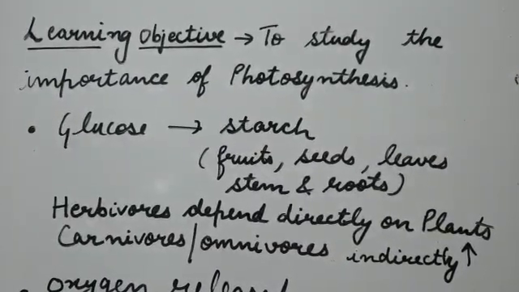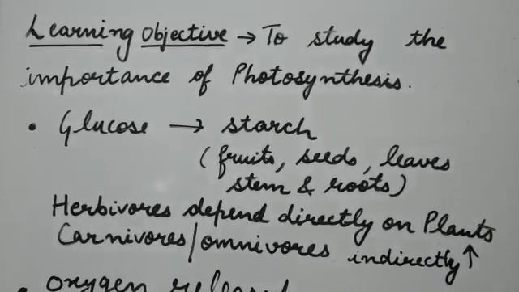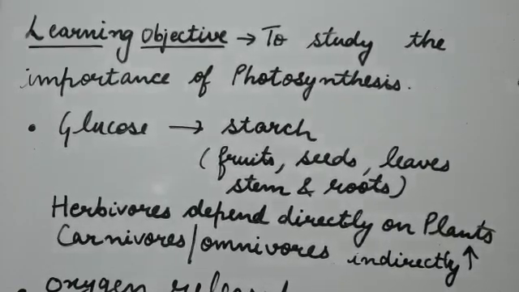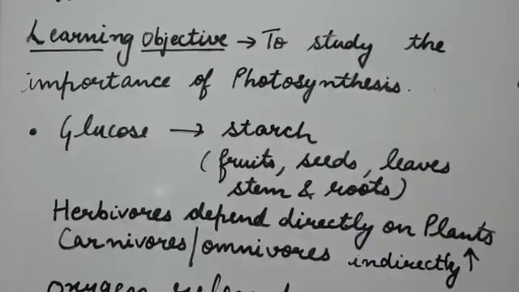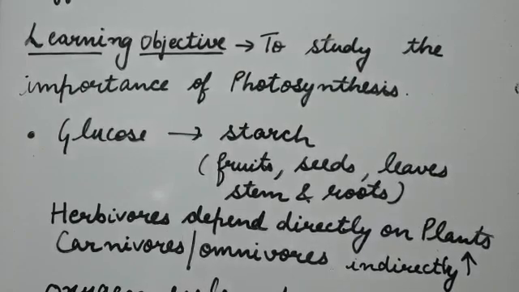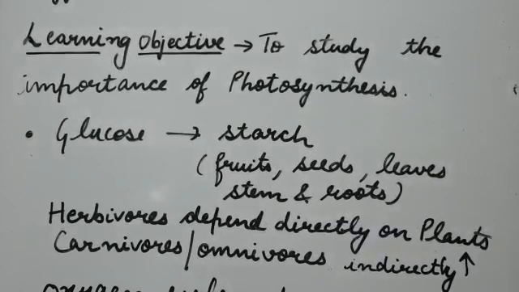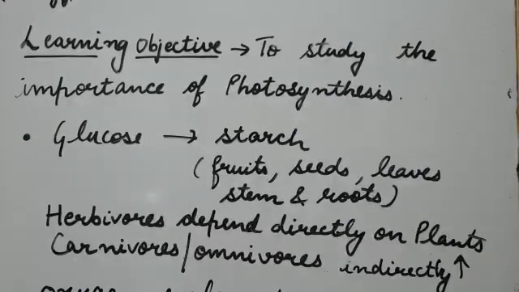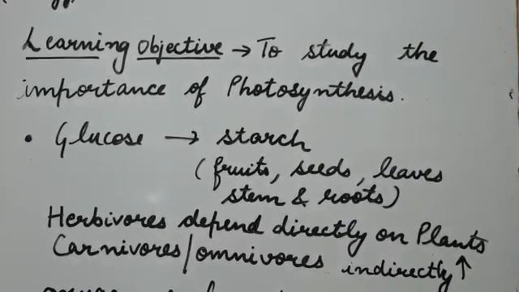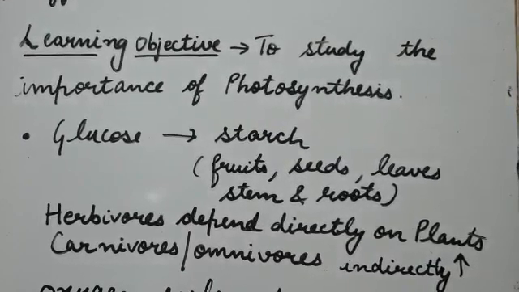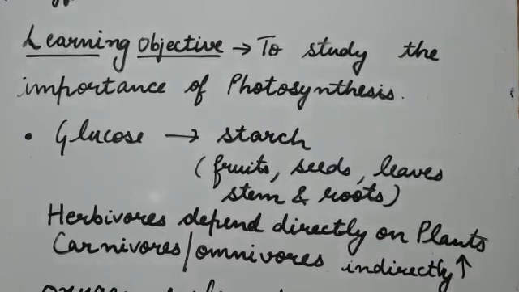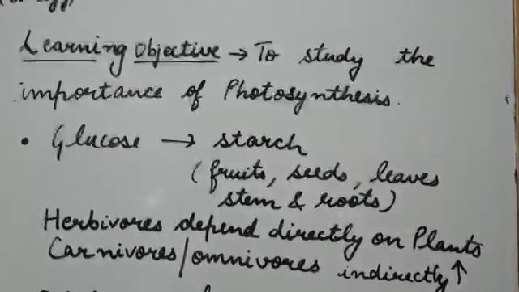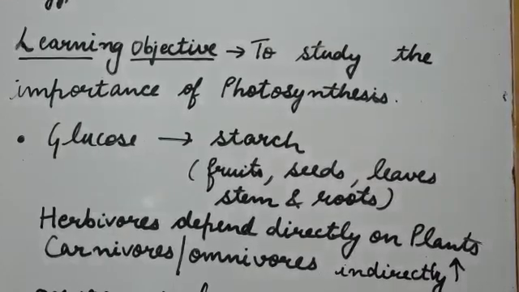Actually, this process of photosynthesis is very important. Here we will discuss the importance of photosynthesis. First of all, in most of the plants, glucose is converted into starch and stored in the form of fruits, seeds, leaves, stem and roots. Whenever any animal eats these parts, it will get energy for the various life processes. So we can say all the herbivores depend directly on the plants. Even the carnivores and omnivores depend indirectly on plants.